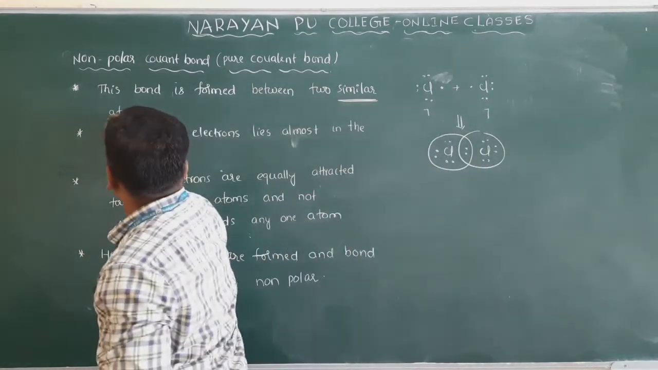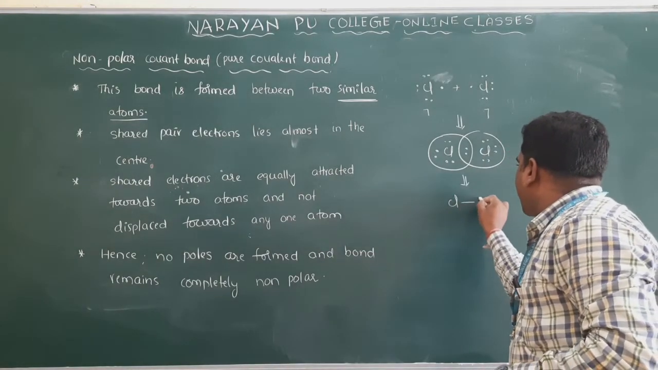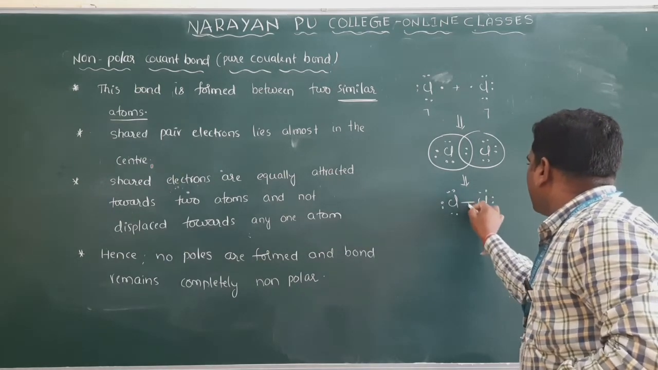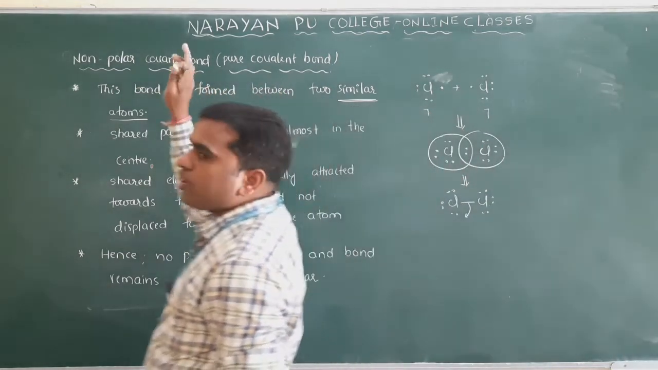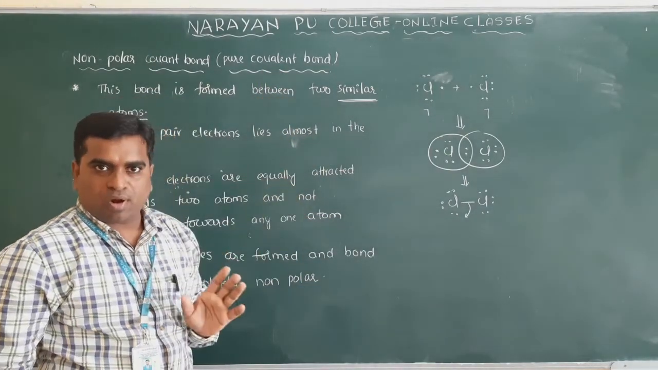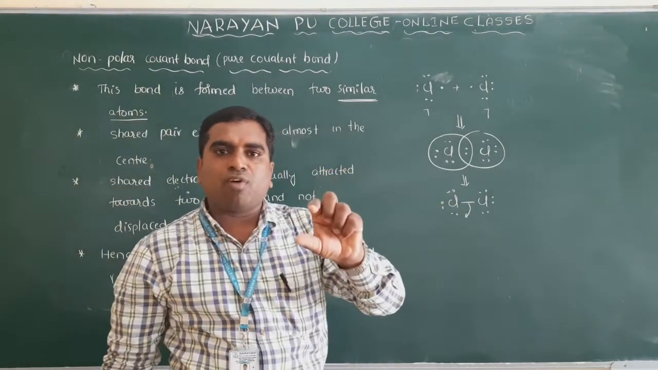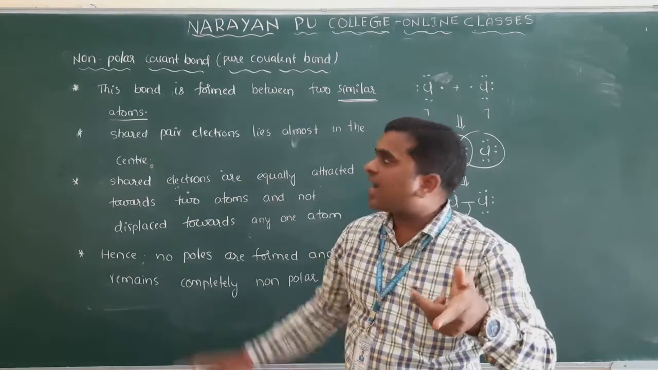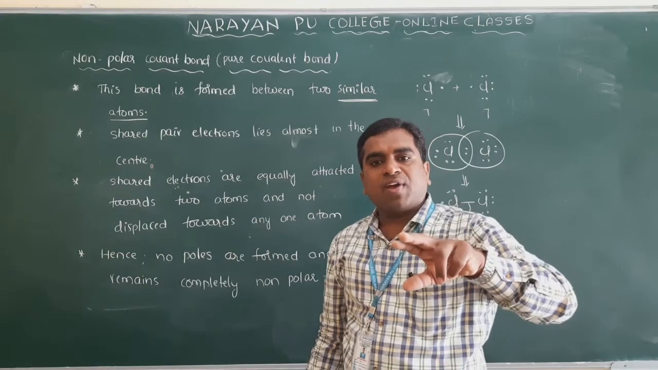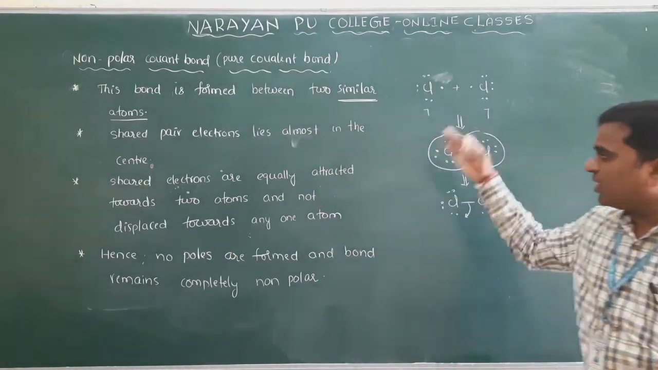Between two similar atoms, this covalent bond, Cl and Cl, we call a non-polar covalent bond, or also a pure covalent bond. Mutual sharing of an electron pair between two similar atoms gives a non-polar covalent bond, and mutual sharing of a pair of electrons between two different atoms gives a polar covalent bond, that we will discuss next.